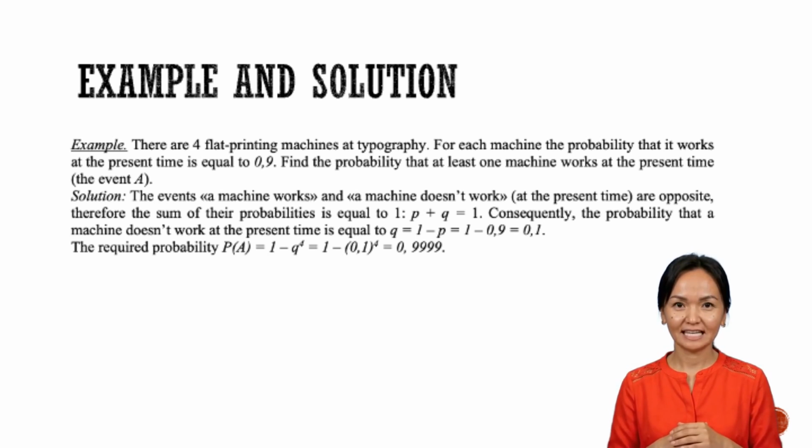This means there is a 99.99% chance that at least one of the 4 machines is working at any given time. This extremely high probability reflects the redundancy built into the system. With 4 machines, it's very unlikely that all of them would be non-functional simultaneously. This example illustrates why the at least one theorem is so important in reliability engineering and quality control, where we often need to ensure that at least one component of a system is functioning properly.